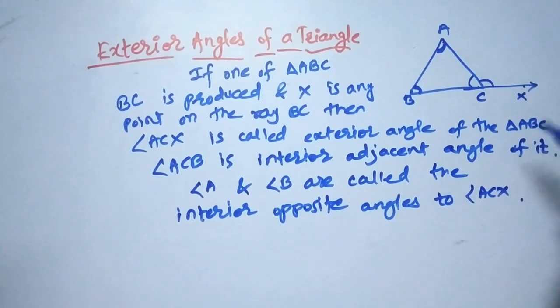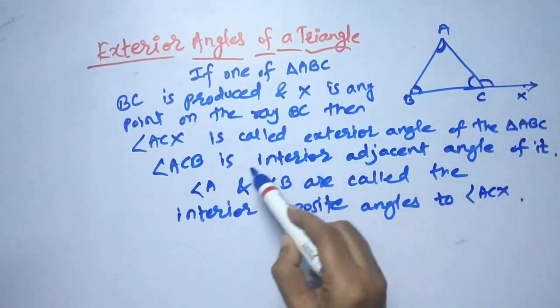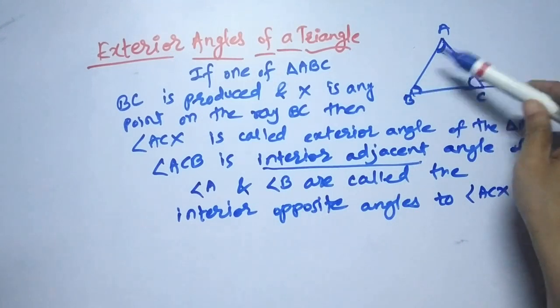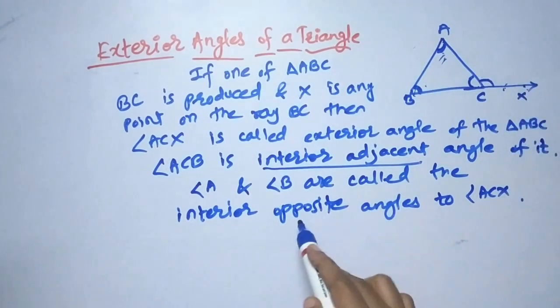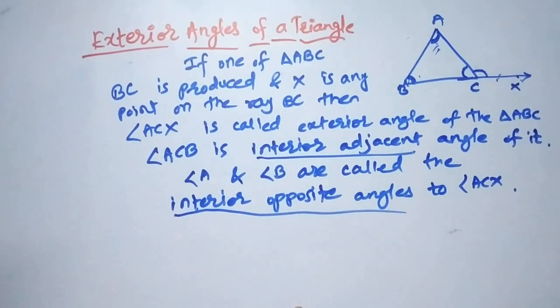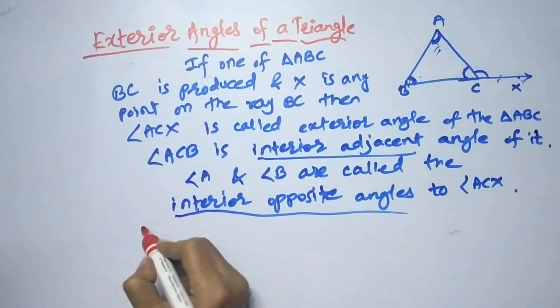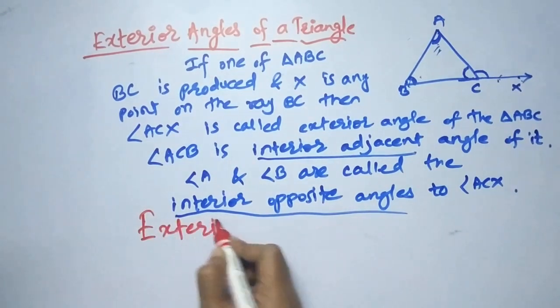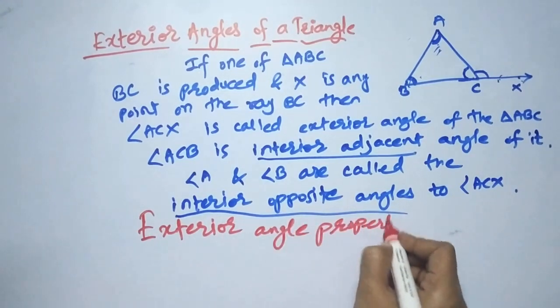Friends, the concept is very easy. This is the exterior angle, and the angle which is attached to it, having one common arm with it, we call interior adjacent. And the remaining two angles of the triangle which are not adjacent to this exterior angle, we call interior opposite angles. So friends, we are having one property here. We call this property the exterior angle property. So I will write down here: exterior angle property of a triangle.